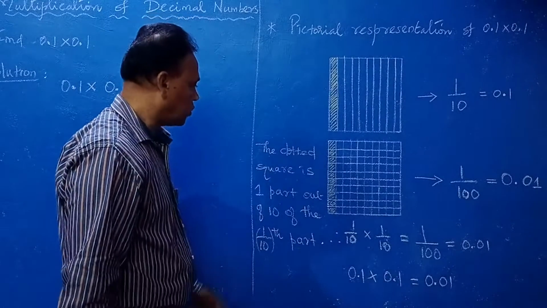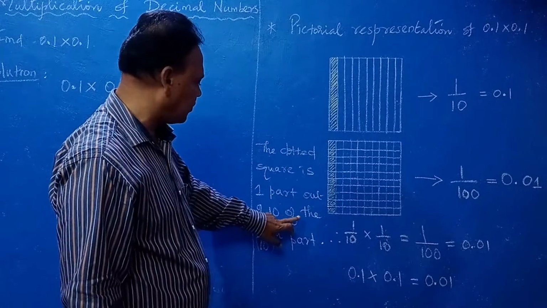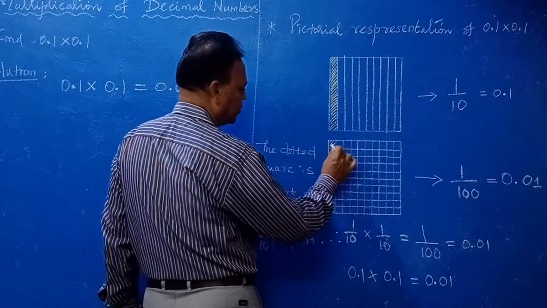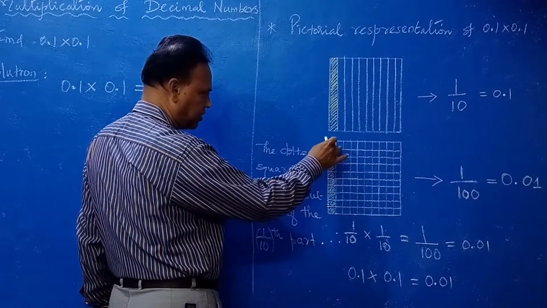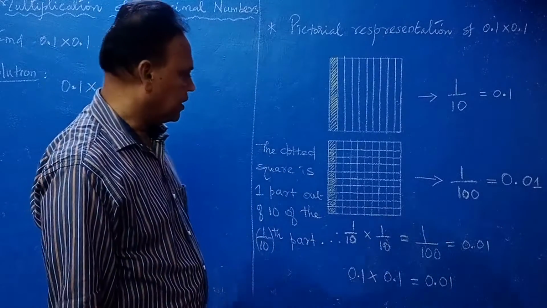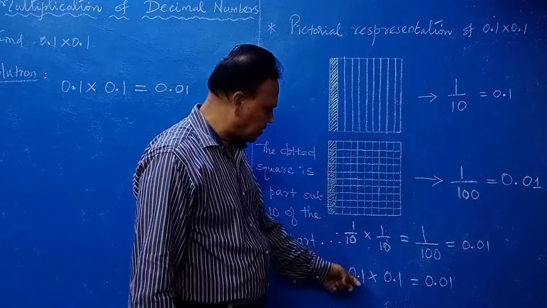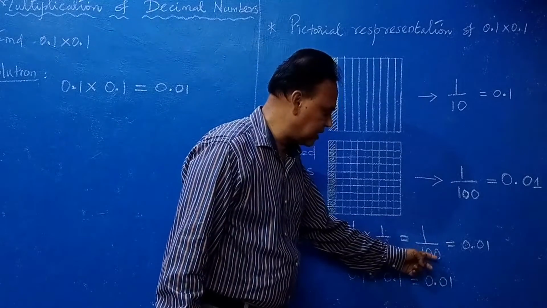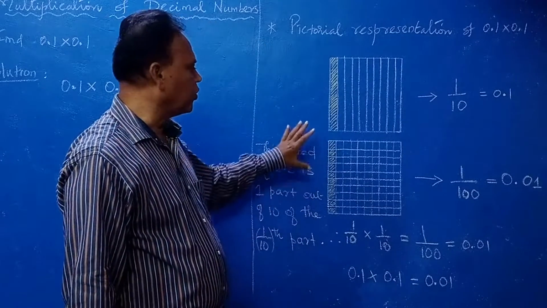Understand? Here it is very important. The dotted square is one part out of 10, the 1 by 10th part. That's why 1 by 10 into 1 by 10 is equal to 1 by 100, that is 0.01. Therefore, 1 by 10 is 0.1, into 1 by 10 is 0.1, that is equal to 1 by 100, which is nothing but 0.01. So you have to remember this.